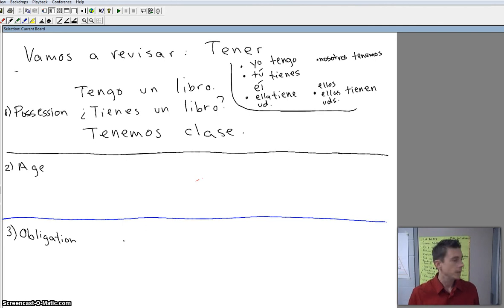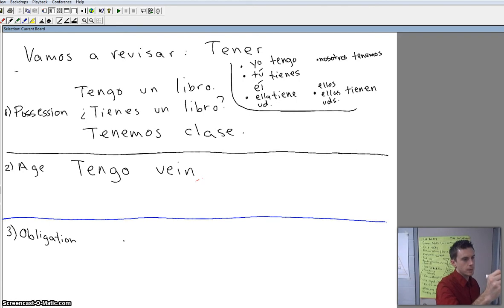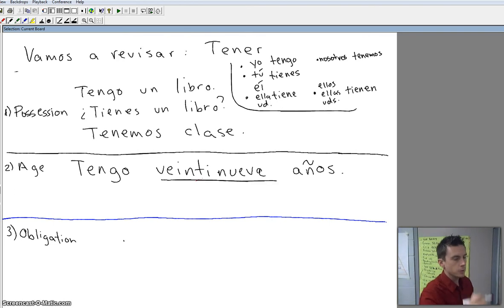There you go, possession. Now with age, age we express using tener, so it's basically like saying you have so many number of years. Okay, for instance, for me, yo tengo 29 años. I am 29 years old. Literal translation, I have 29 years. Yo tengo 29 años. I'll write that out there for you. 29 años. Alright, so you, talking about yourself, could just fill in my underlined area.